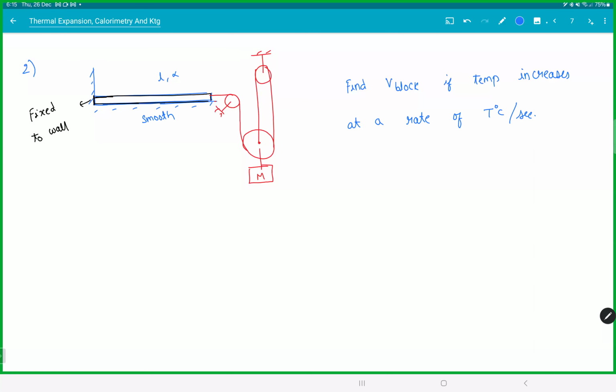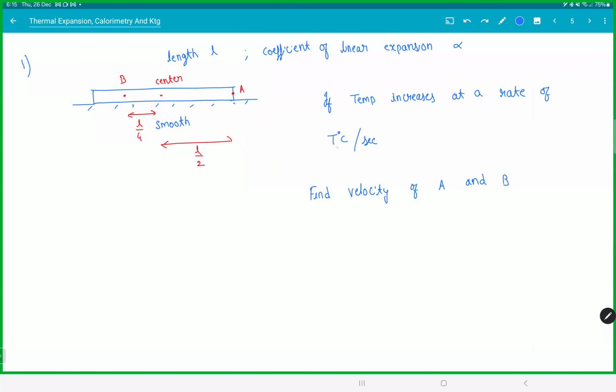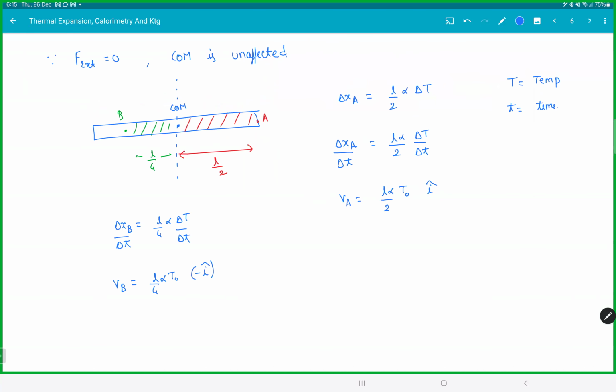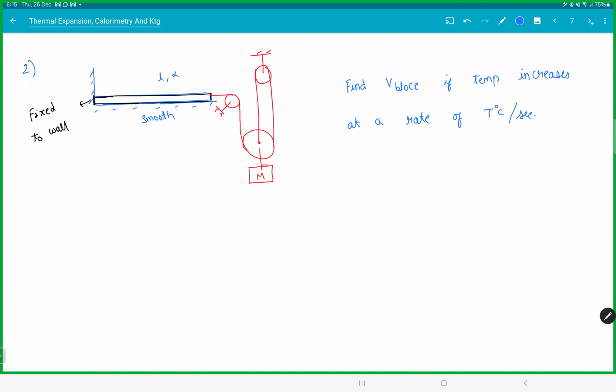T naught, I gave no. Okay, T degrees per second. I thought it is T naught. Okay. That T degrees per second only is T naught. Let's get this.